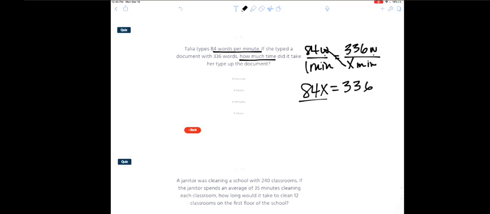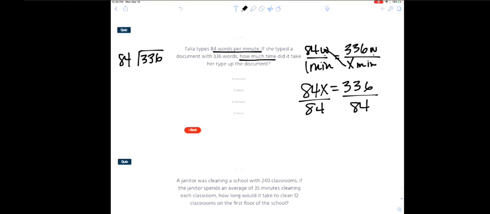So now I'm going to isolate the X by dividing by 84. Why do I divide by 84? Because that 84 is multiplied to the X. So to get rid of it, I do the opposite. I divide by 84. Okay, now that is a complicated number to work with, so I'm actually going to set up my division problem over here. So 84 cannot go into 33. It's too big. So we have to do 84 directly into 336.